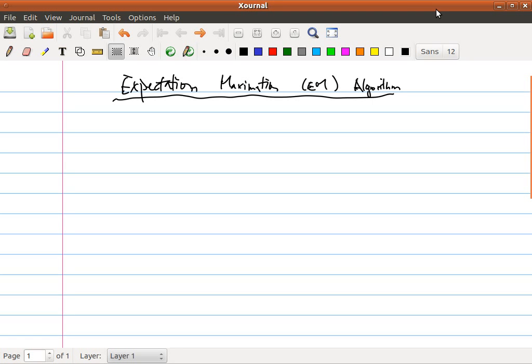Hello, welcome back. Today I'd like to digress a little bit and talk about a very useful algorithm known as the expectation maximization, or the EM algorithm. Basically, the EM algorithm is just an algorithm for parameter estimation. For example, I have a random variable x that is parameterized by some parameter theta. My goal is that I observe some observations of x, and I'm trying to estimate theta.